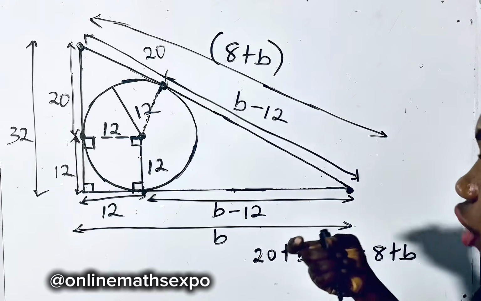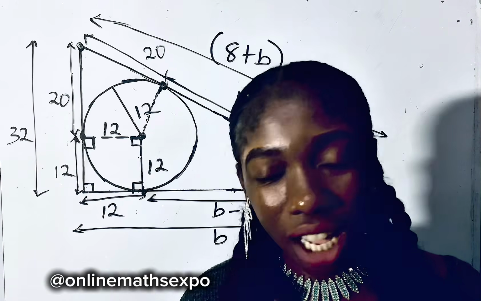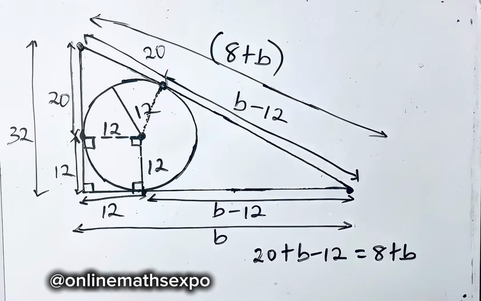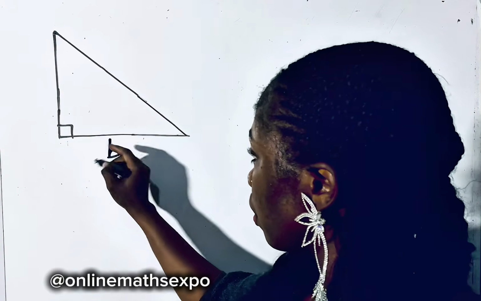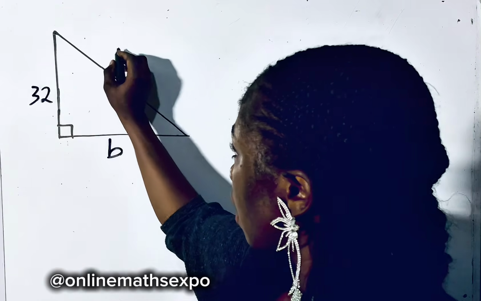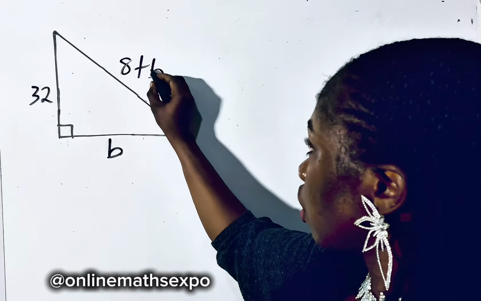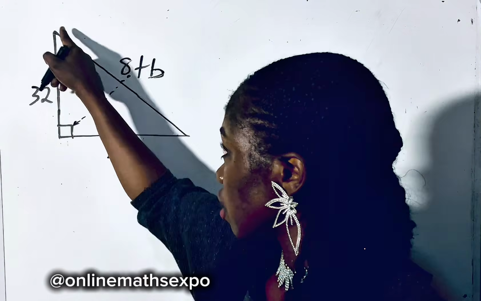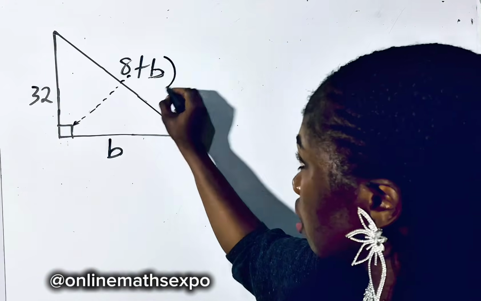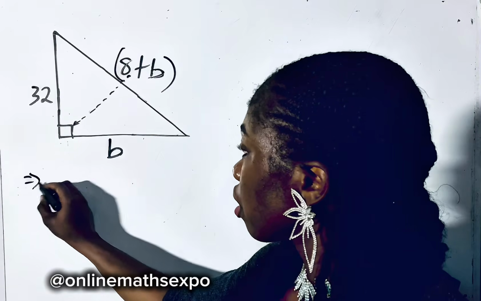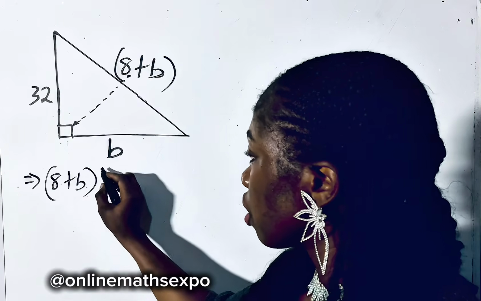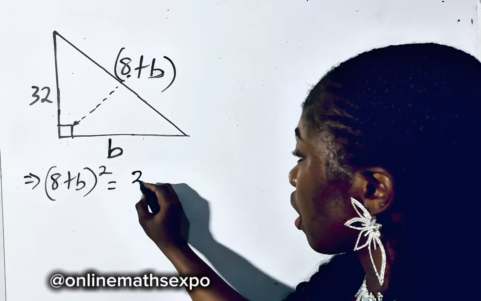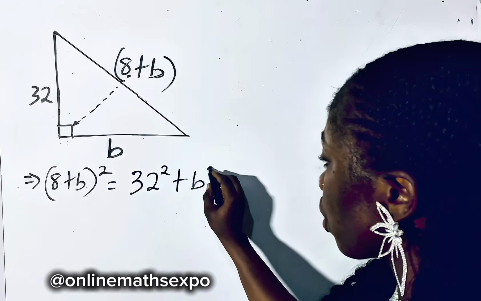And because we have been able to identify the three sides of the right triangle, at this point you are free to use your Pythagorean theorem. Let me show you how to do that. So remember, here measures b, this length measures 32, and this measures 8 plus b. This side is opposite to the right angle, so it's the longest side. So square it. You are going to have 8 plus b squared equal to the sum of the squares of these two legs: 32 squared plus b squared.